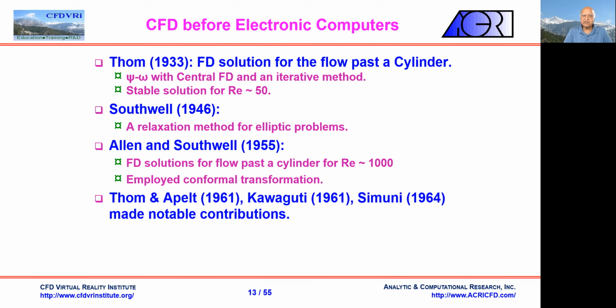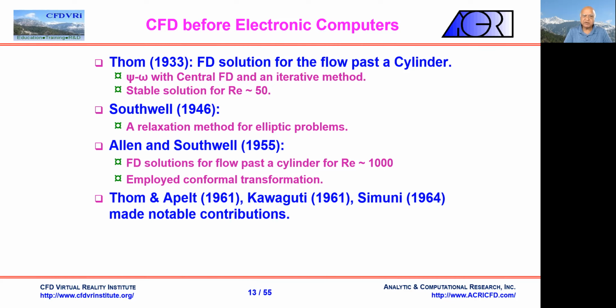Thom in 1933 derived a finite difference solution for the flow past a cylinder. So how did he do it without computers? Well, he used human computers. He used what he called urchins. These were street children that he picked up and paid for every multiplication, addition, and subtraction, and used a stream function vorticity method with a central finite difference to derive a stable solution for flow past a cylinder at a Reynolds number of 50.